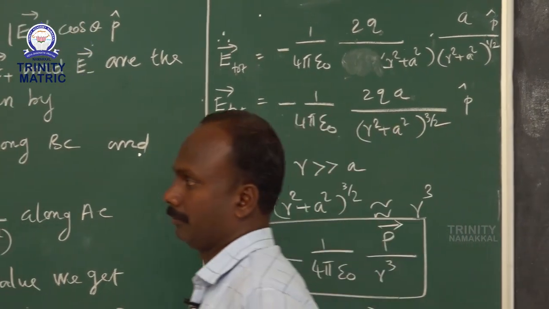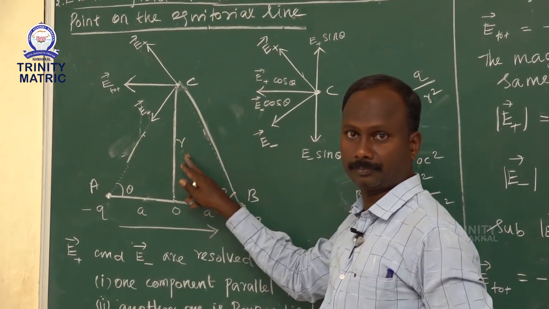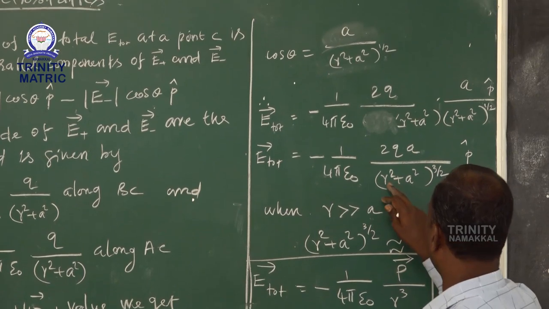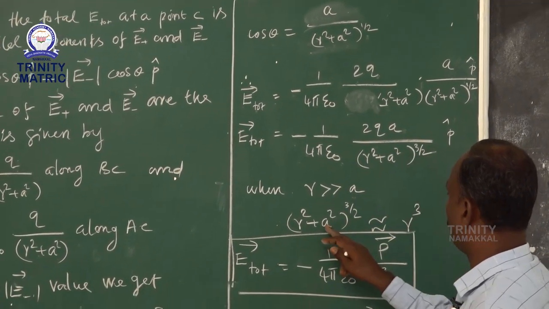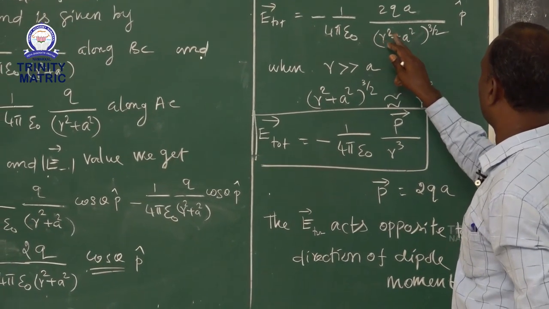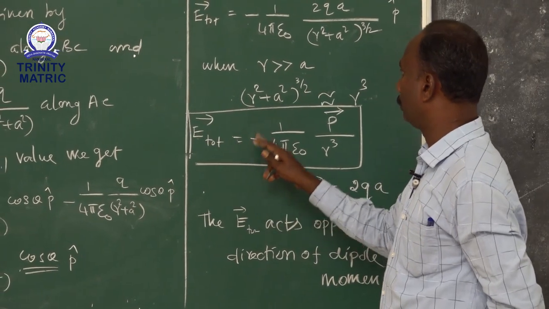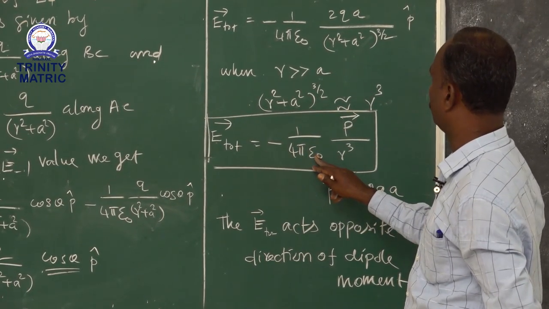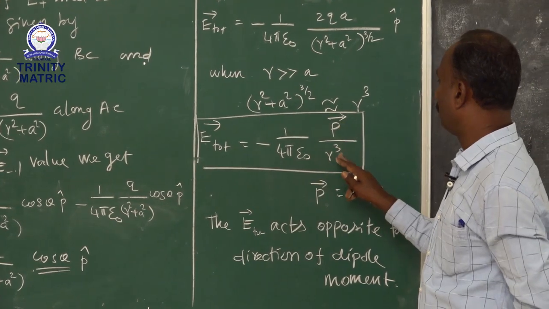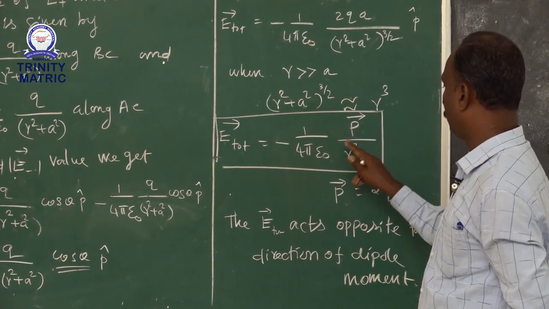Now the condition for distance: comparing A and R, R is very large. So R is greater than A. So the value of R square plus A square whole power 3 by 2 is nearly equal to R cube. The A square will be neglected. So R square to the power 3 by 2, the 2 cancels, and we get R cube. Substituting the value, E total is equal to minus 1 by 4 pi epsilon naught. What about the value of 2QA? It is the dipole moment P. So P by R cube. Finally, E total is equal to minus 1 by 4 pi epsilon naught P by R cube.